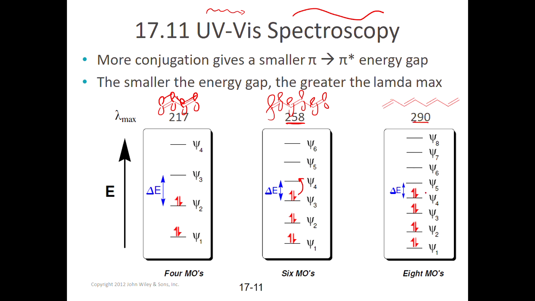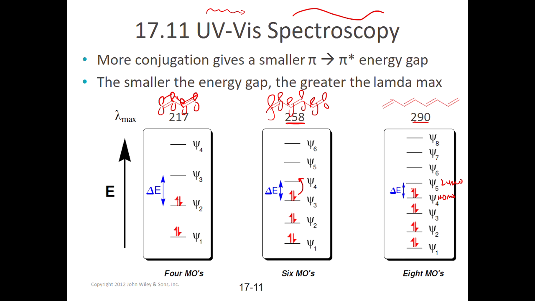So basically you're fitting more energy levels in when I have more orbitals overlapping and a greater number of pi electrons in there. And that means the specific energy gap between the HOMO and the LUMO is going to be relatively small. So you can use this technique to figure out how much conjugation there is in your sample.